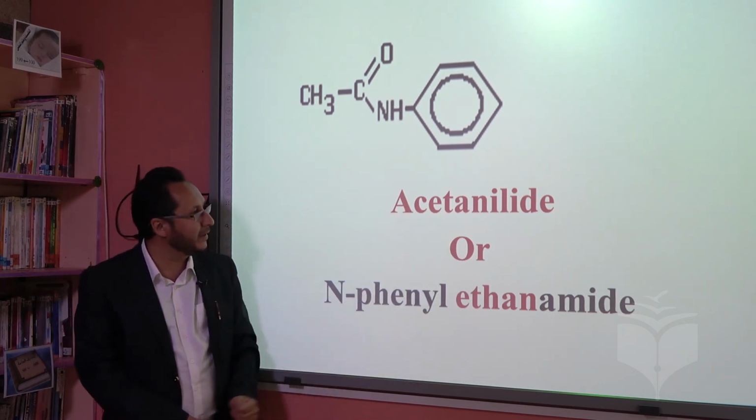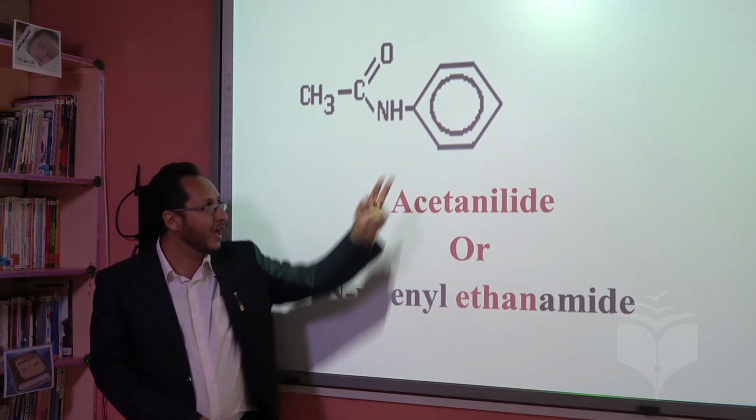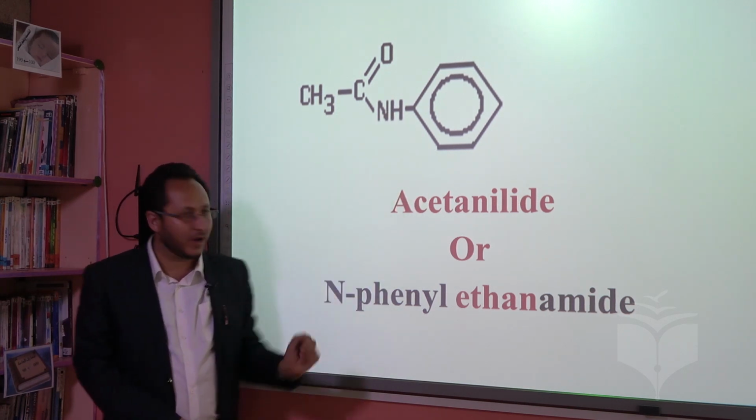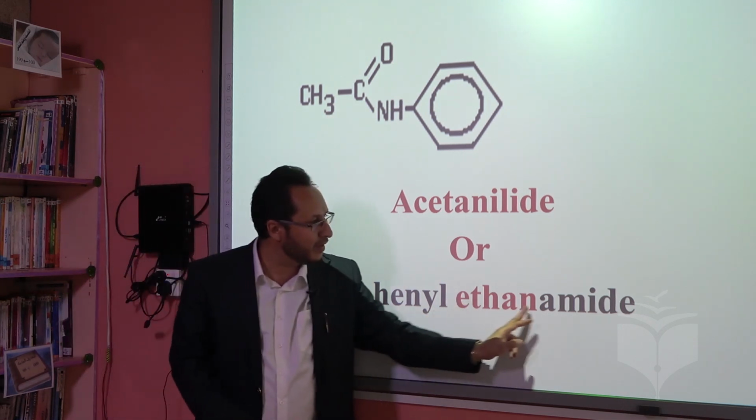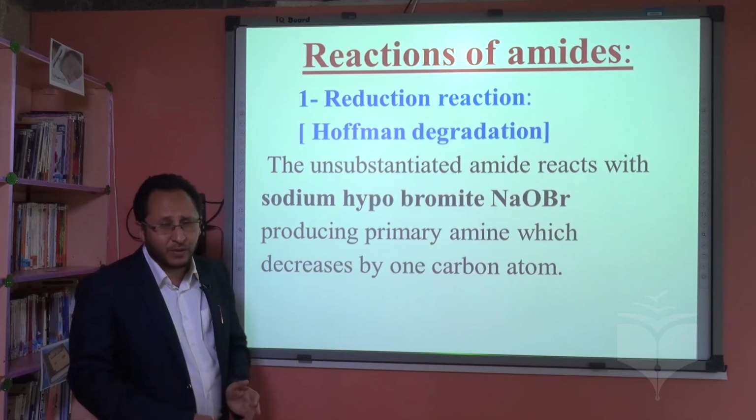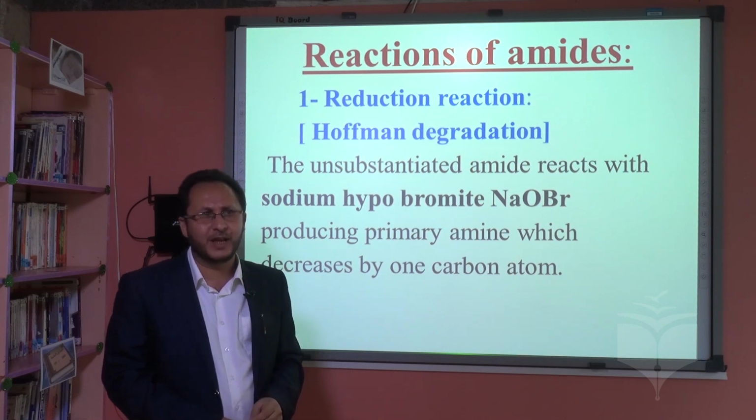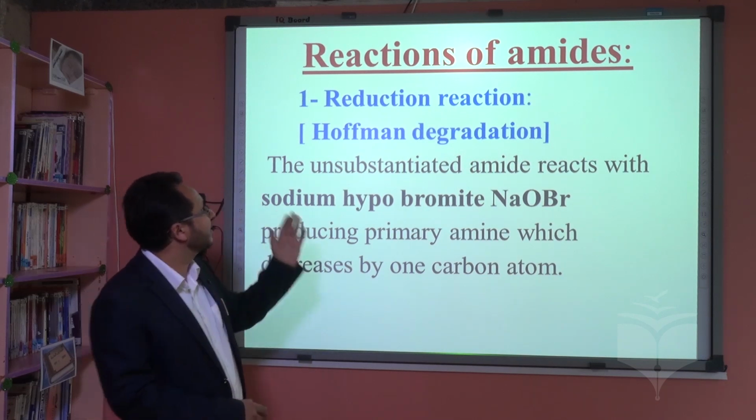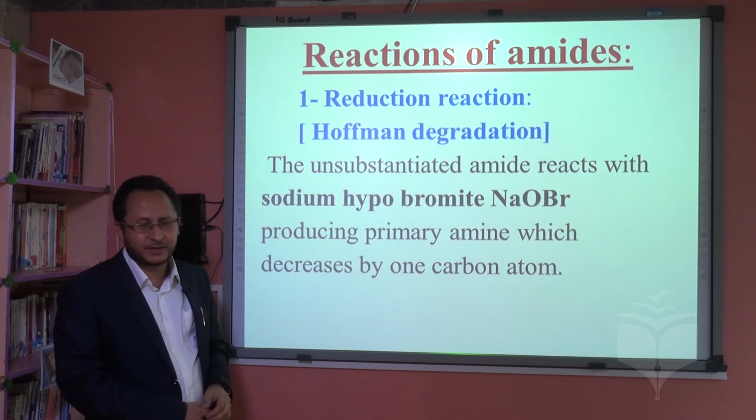Or you can say, this one is a branch on the nitrogen atom. If you have the benzyl ring as a branch, we call it phenyl. Then we have 2 carbon atoms, so we call it ethanamide. Now, these are the naming of what? Of amides. Now we go to the next point, the reactions of amides.